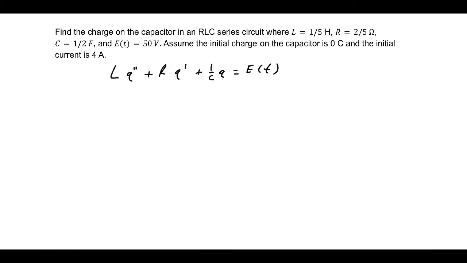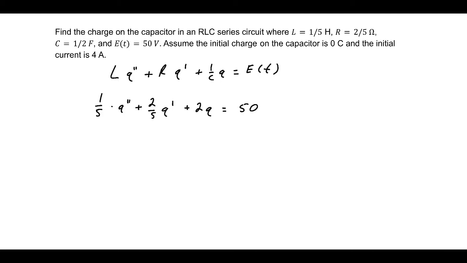Let's take all the values we know, replace them in here, and see if we can reduce this to a more easily solved problem. So this is equal to 1/5 times the second derivative of Q, plus 2/5 times the first derivative of Q, plus 1 over C, C is 1/2, so plus 2Q, equals 50.